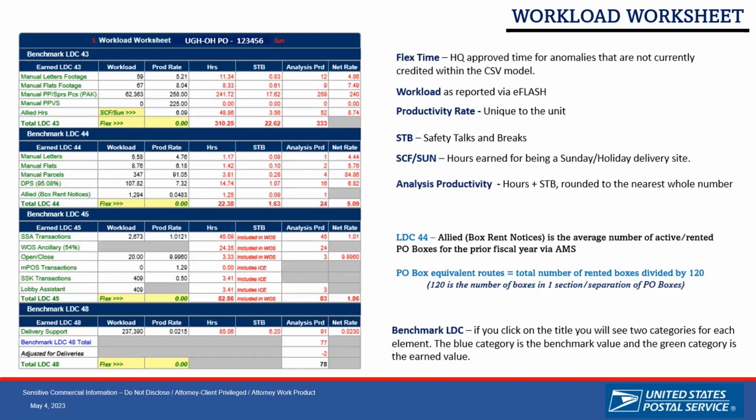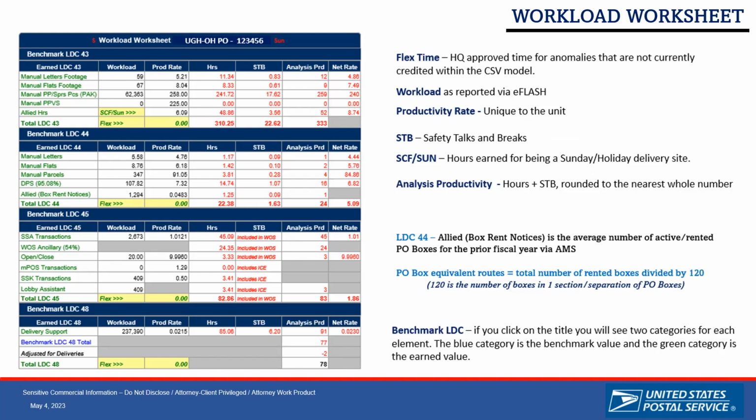Next is your workload worksheet. On each LDC here, if you click on the benchmark LDC 43 or any of them really, two different columns come up. You have a blue and a green. The green category is your earned value, and then your blue category is your benchmark value. So it gives you kind of a comparison of what the two are.